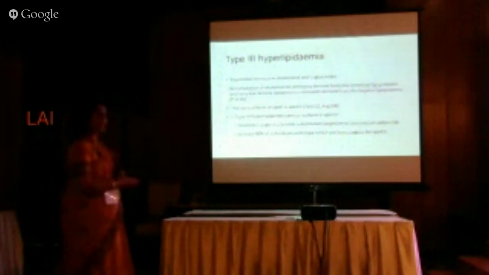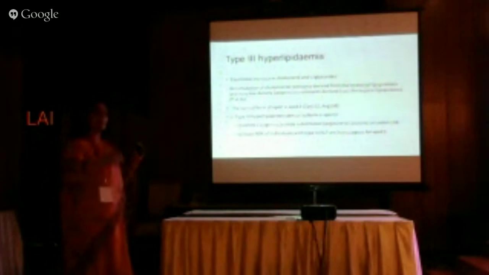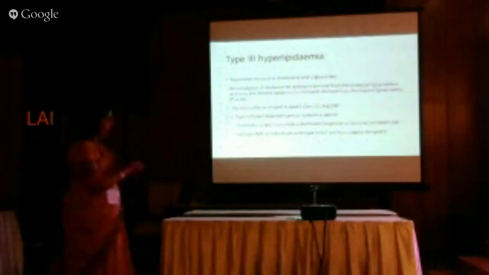It's a recessive form, so if you inherit a 2 from your father and a 2 from your mother, and you get a 2-2 form, it cannot clear your chylomicrons, and that's when you have type 3 hyperlipidemia.